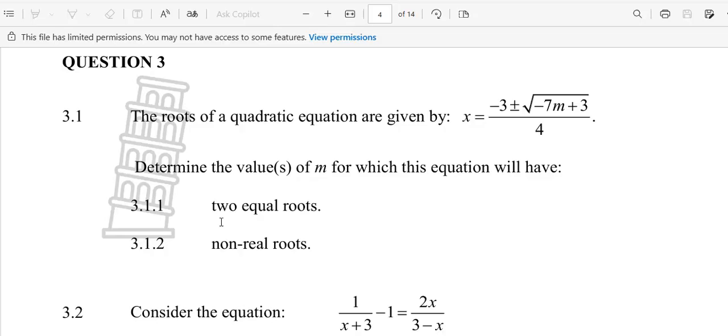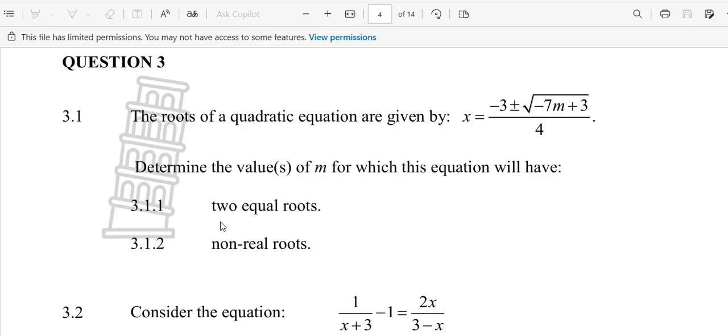So in this video we're going to discuss some of the questions from past papers. I have 3 question papers, 3 different questions. We're going to discuss how to answer these questions. So we'll start with this one.